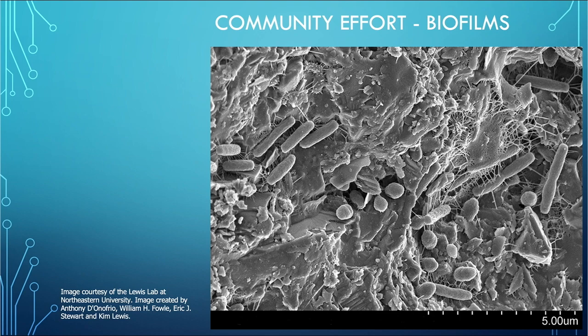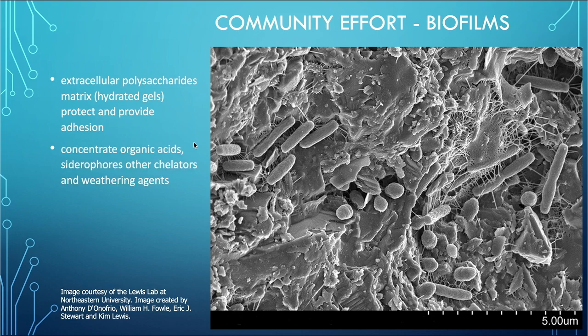But it is a community effort, and there are things that the bacteria produce, and these are called biofilms, where they grow on the rock surface, producing these mucilaginous polysaccharides, extracellular polysaccharide matrix, sort of hydrated gels, and they protect the microorganisms and provide adhesion, but also their communication sites. And that's where there's concentration of organic acids and siderophores, which are iron chelating or iron grabbing molecules, and weathering agents. So in these biofilms, the community of bacteria get together and actually produce these substances that allow them to live off the rock and therefore extract the minerals from the rock.